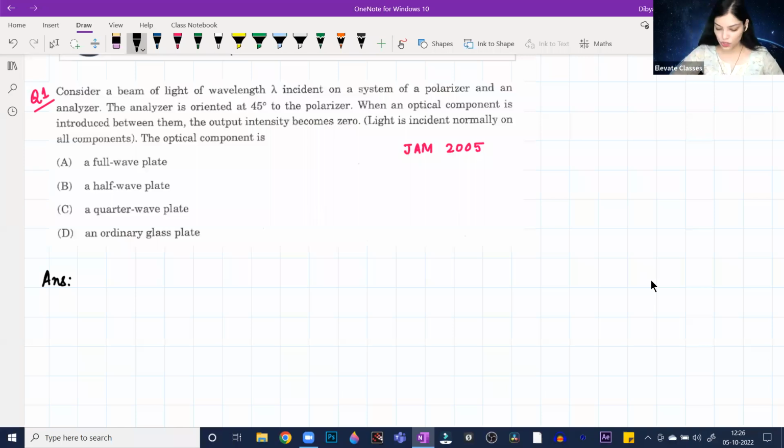Okay, first let's look at the options. Option A says a full wave plate. So a full wave plate does nothing, right? We know a full wave plate cannot do any kind of change in the polarization. So this is anyway not the answer. Then option B is a half wave plate, C is a quarter wave plate, and D is an ordinary glass plate. So a glass plate also will not do anything. So all you have to think about is a half wave plate and a quarter wave plate.